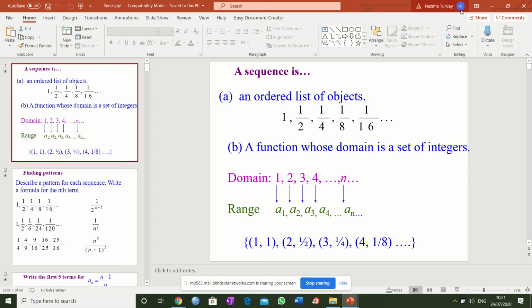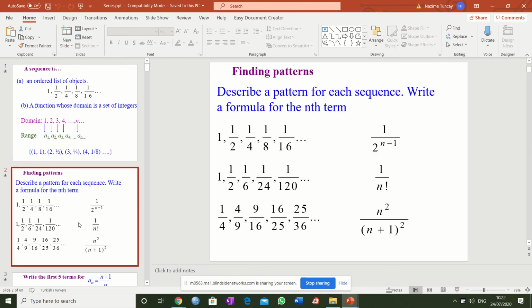Another program. Okay, so here we have seen sequences, which are ordered lists of objects. We have seen that these are range, and these are domain. The first one is domain, the second one is range. And we have some formulas. We talk about formulas.